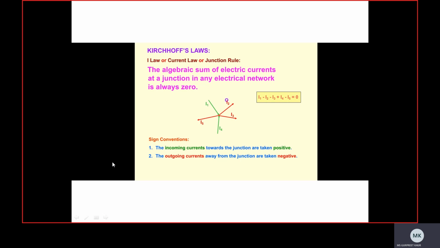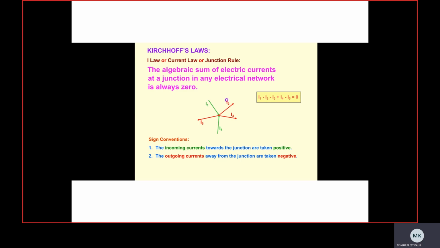First of all, let us talk about Kirchhoff's laws. There are two Kirchhoff's laws. Kirchhoff's first law is also called the current law, or the junction rule. As per Kirchhoff's first law, the algebraic sum of currents at a junction in any electrical network is always zero.